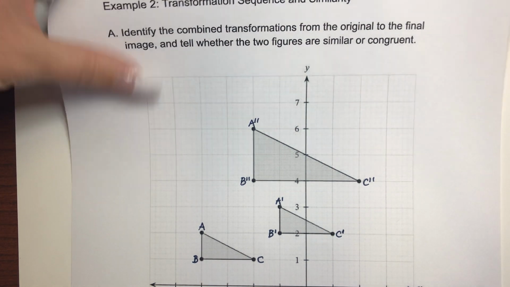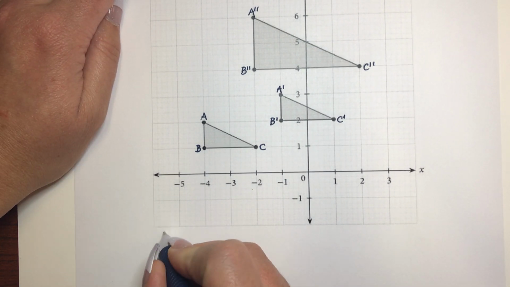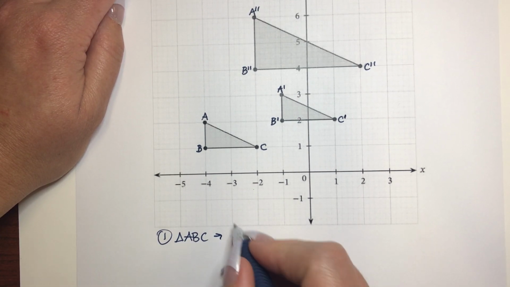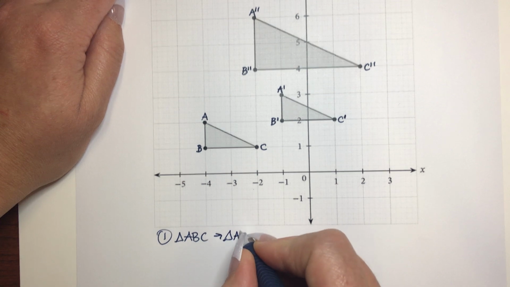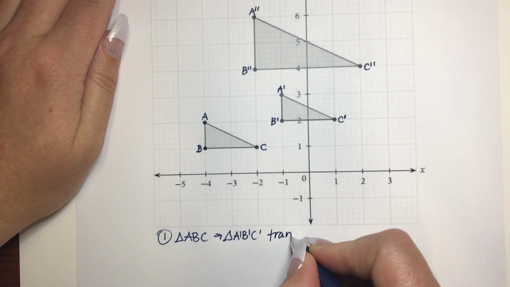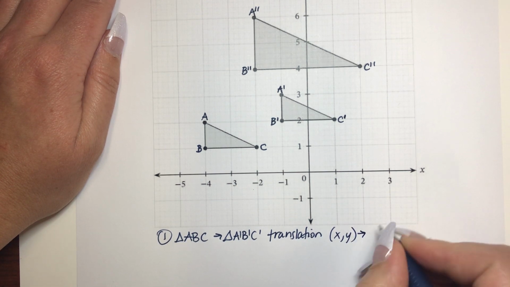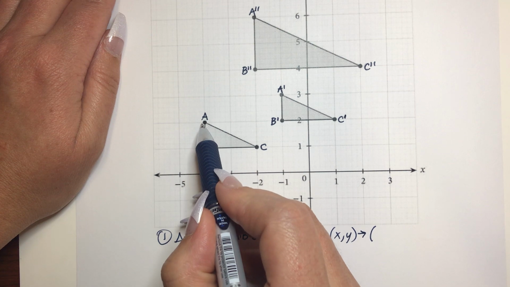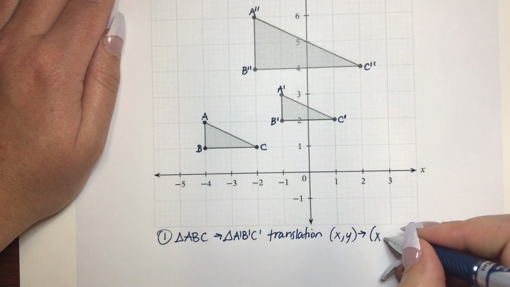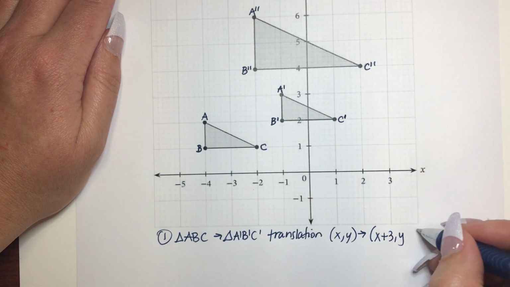So I'm going to see if I can move this up and write down here. It looks like from triangle ABC to triangle A prime, B prime, C prime, there is a translation. XY goes to, what did I say? X over, what do you think? 1, 2, 3. So that would be in the positive, so X plus 3. And Y goes up 1, so Y plus 1.